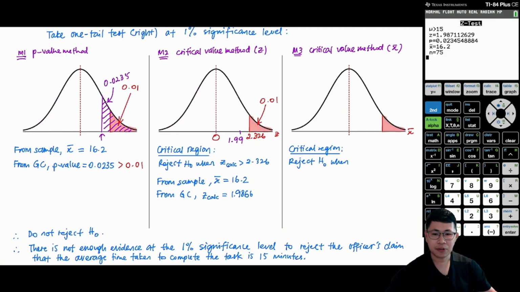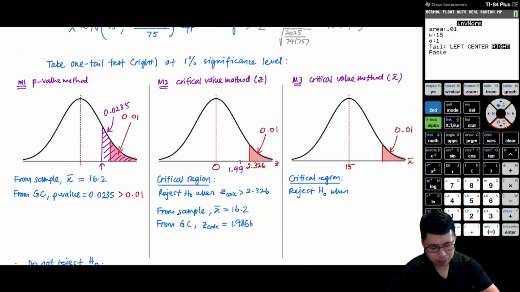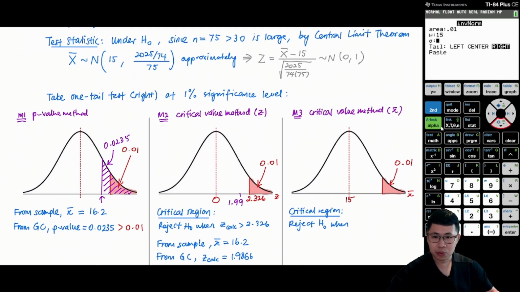Okay, and how do we get our critical region? It would be inverse normal also, right? So knowing that this is 1%, 0.01, and the mean is 15, what is this value over here? This is what we're trying to uncover, right? So the area is 1%, but the mean now is 15. The standard deviation is based on this variance over here, so I'm going to put in square root of 2025 divided by 74 divided by 75.